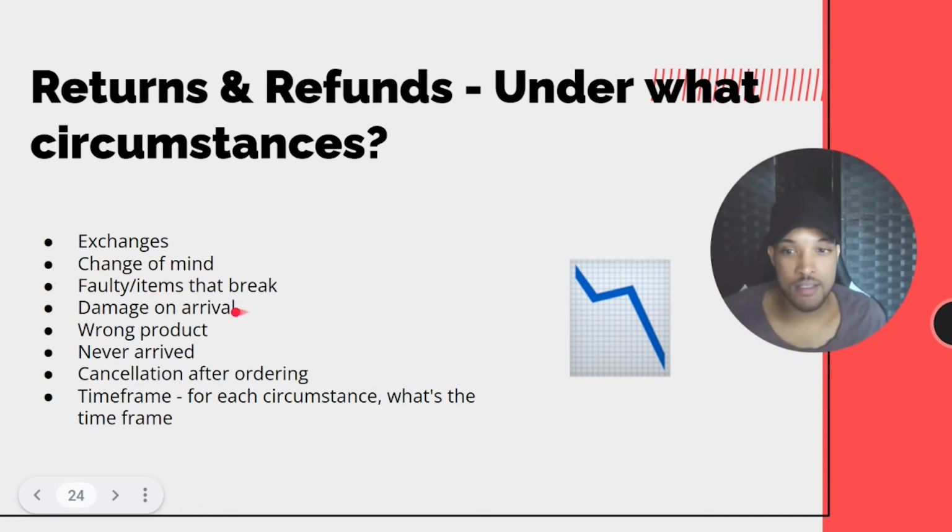Exchanges you want to discuss, if people change their mind. Is it only when people break stuff? Is it only when it's damaged on arrival? If they get the wrong product? If it never arrives, cancellation after ordering, what is the time frame of all these different circumstances? You want to be very, very meticulous about this, and it's going to take time. You don't want to just copy the Shopify one because it might not be favorable to your business. If you're selling washing machines, it's going to be different than if you're selling jewelry. So it's very custom and unique to your business. You don't want to just copy other dropshippers because that's going to get you banned. So all these things come back to putting in more effort.